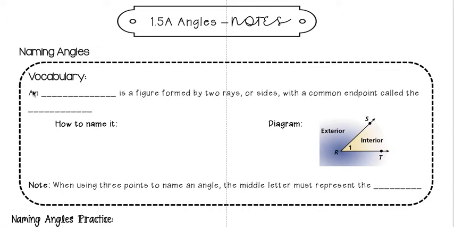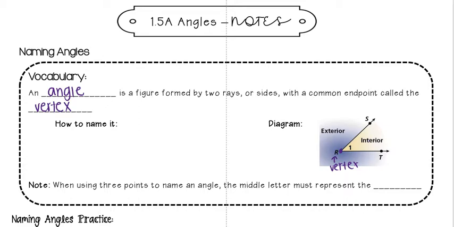Hello everyone, today we're going to go into a new topic, and that is going to be angles. So first, just for some vocabulary, an angle is a figure formed by two rays or sides with a common endpoint called the vertex. And so here we see a diagram. We see my vertex is R, and I have two rays coming off to the side of it, and that creates this angle here.